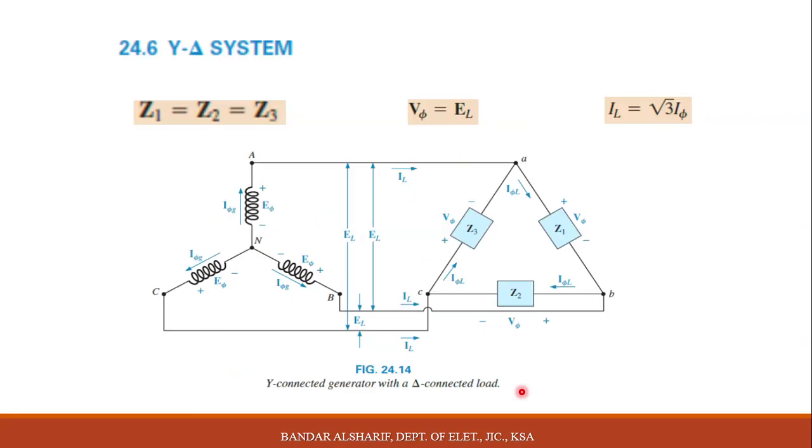Now, we'll start talking about the Y-delta system or Y-delta connection. We said that we will work with a balanced system, Z1 equals Z2 equals Z3, and we know that voltage phase equals voltage line in general, as we mentioned before in the beginning, and the line current equals root 3 I phase.